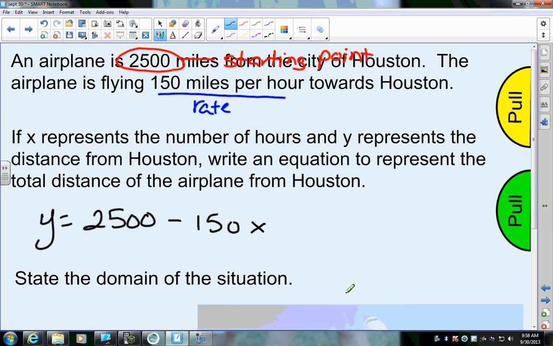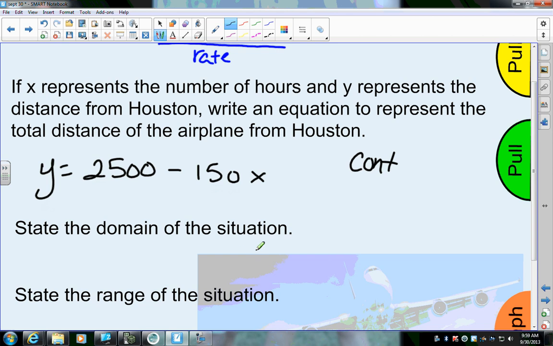Now, is this data going to be continuous or discrete? Discrete would mean that you go from 2,500 miles to 2,000 miles automatically, like poof. Continuous because you go through every point. You start at 2,500 miles away, and then you keep getting closer and closer and closer. Because of that, this is going to be continuous. Now it asks you, what is the domain of the situation?